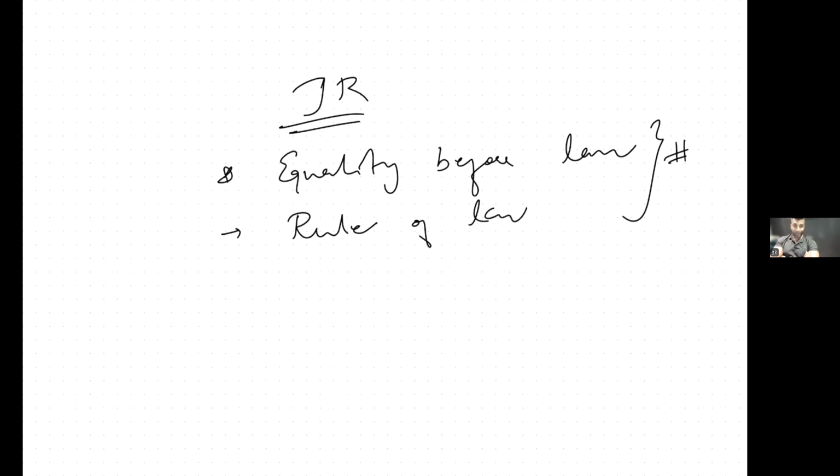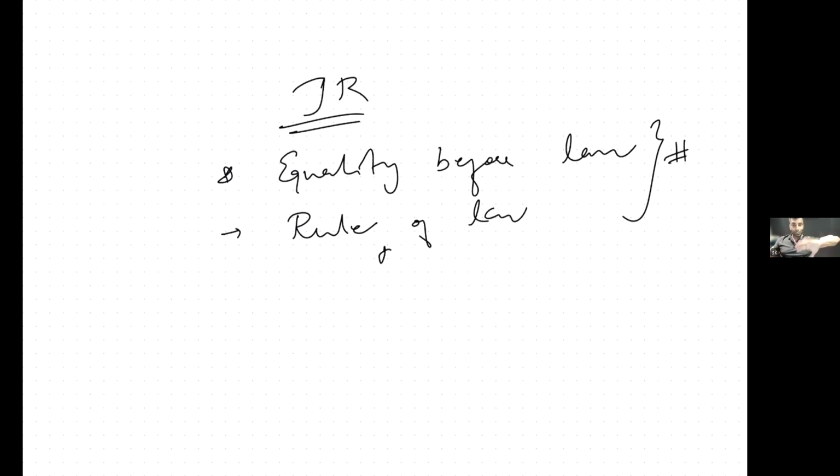Lord Cornwallis. This is why I told you this period is very important. So he introduced equality before law, but when you talk about equality, this equality is among the Indians. Indian versus Indian, you will be treated equally. Indian versus a European, it will be a different case. Again, rule of law means law is supreme.